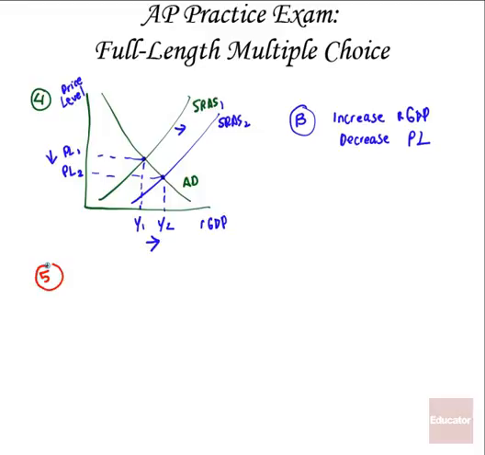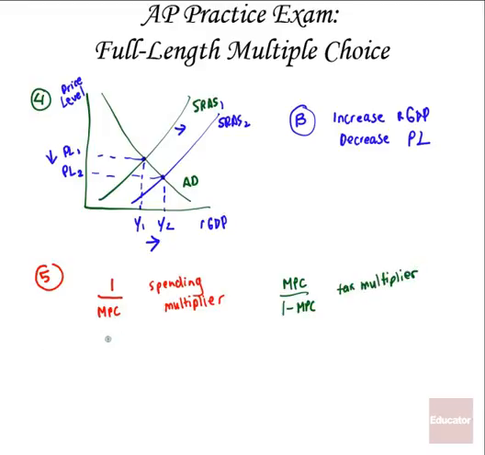Number 5, what's going to increase the value of the spending multiplier? Remember, the spending multiplier is going to be 1 over 1 minus MPC. So again, a quick review here. And the tax multiplier is going to be MPC over 1 minus MPC. So this is a tax multiplier.